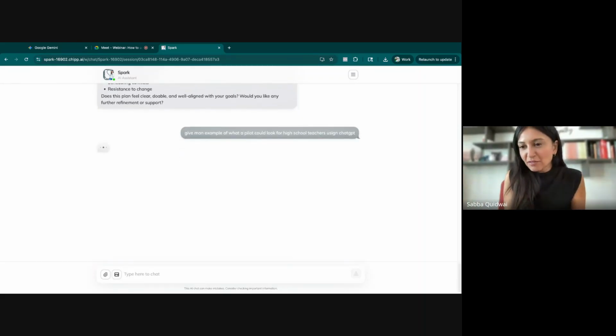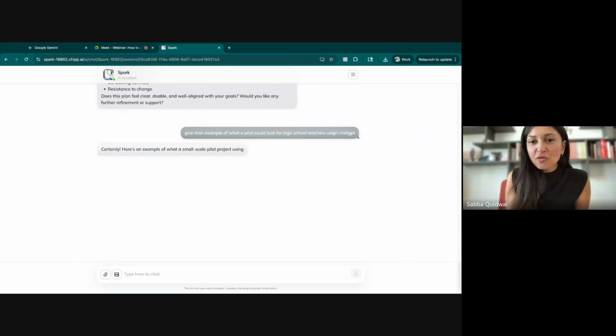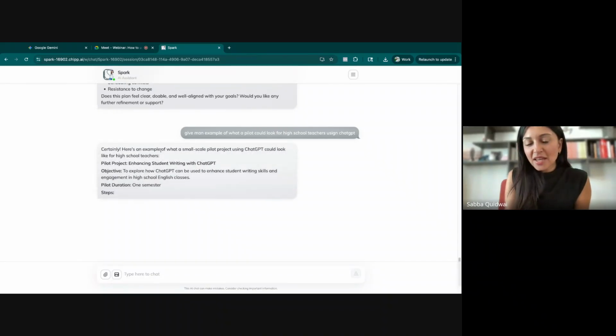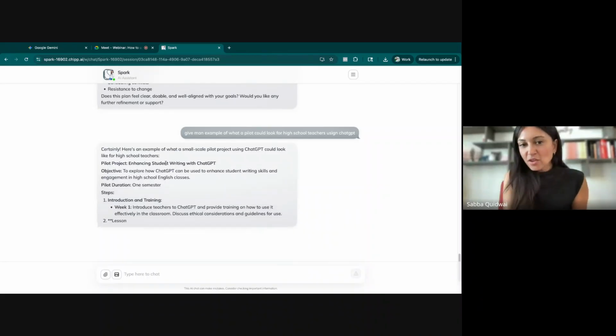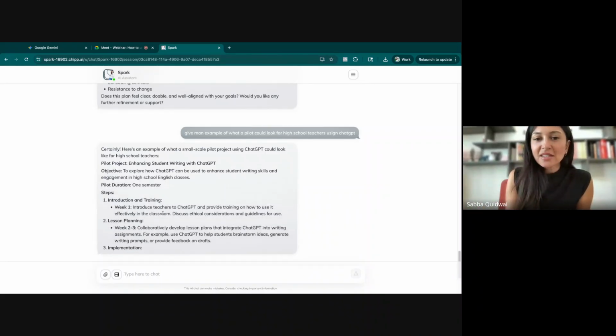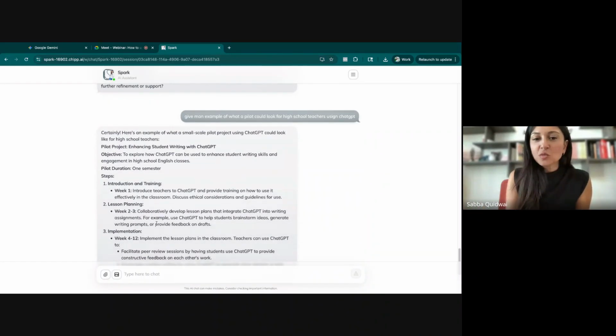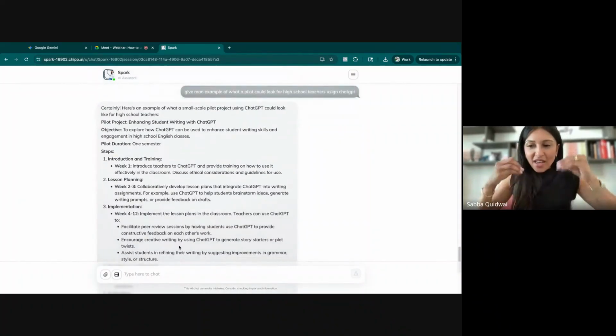Okay, so you might even have specific scenarios for your pilots, and now it can start giving examples. So the pilot is going to be enhancing student writing, right? Again, yours might be something else, and it's like, here's what you could do on week 1, here's what you could do on week 2, 3. And then again, it's literally like you're working with another person.